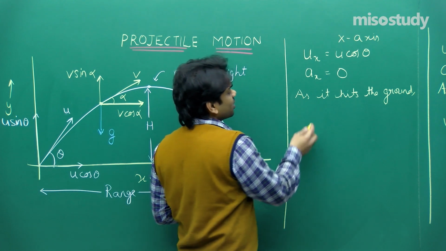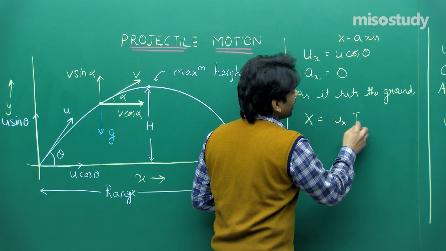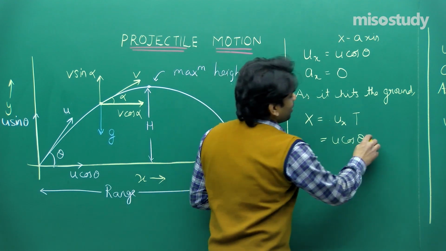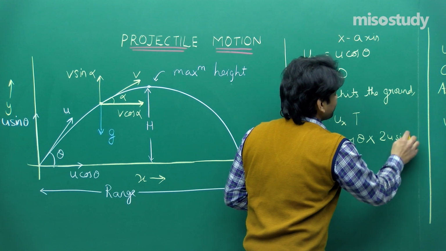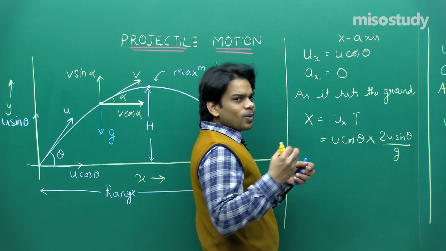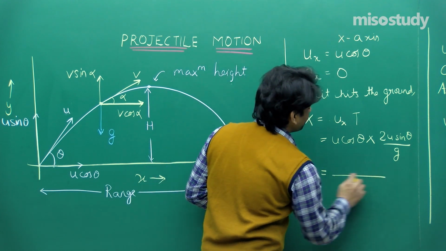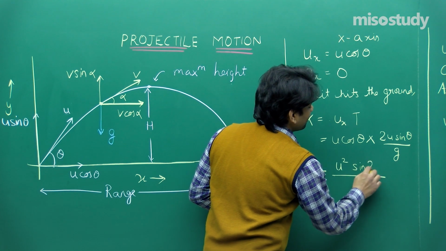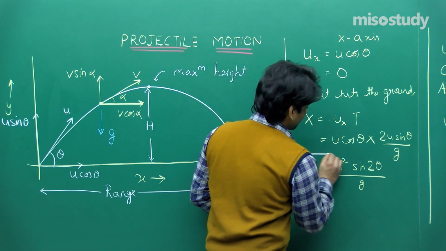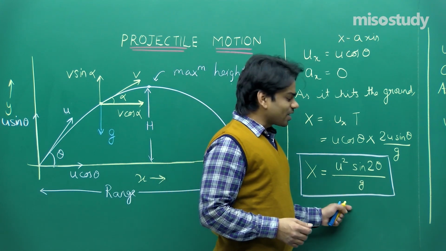the horizontal distance traveled, let us mark this with x, will be equal to ux multiplied by time t. ux is u cos theta, and since there is no acceleration, we can directly find speed into time, and time was 2u sine theta by g. See what will come out: u square into 2 sine theta cos theta. If you remember, 2 sine theta cos theta can be written as sine 2 theta. This will be u square sine 2 theta by g. This is the value of range, so I am mentioning capital X equal to u square sine 2 theta by g. So again we got a second result, that is for range.